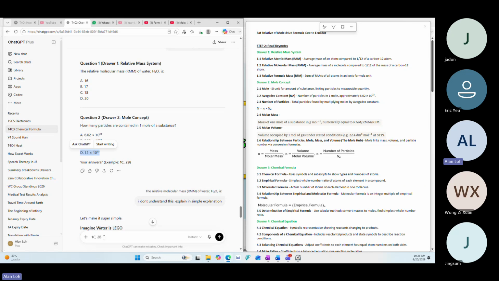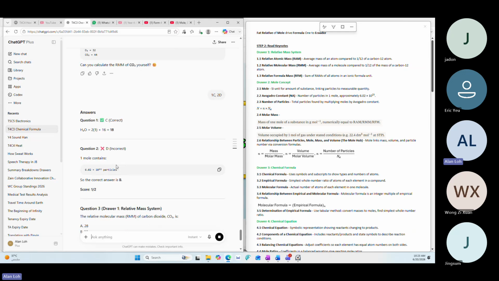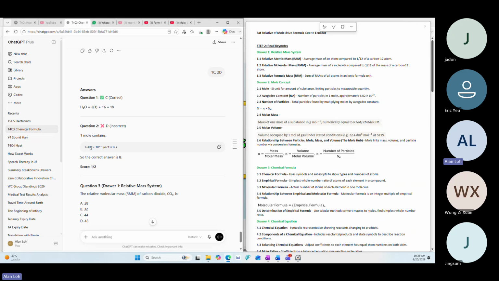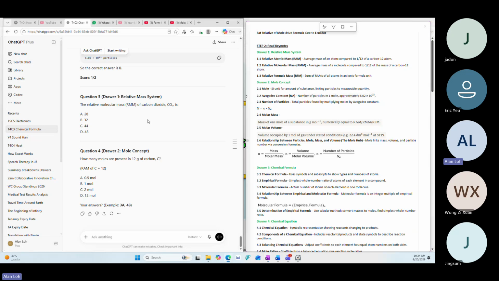Okay, let's change to D. The answer is B, but I'll change to D so that he'll give me the explanation, so Jaden can read the explanation. Okay, the answer is B because it is having these particles. I think there's not much explanation because this one you need to memorize. The Avogadro 1 mole is approximately this number of particles. Right. So let's go to 3 and 4.